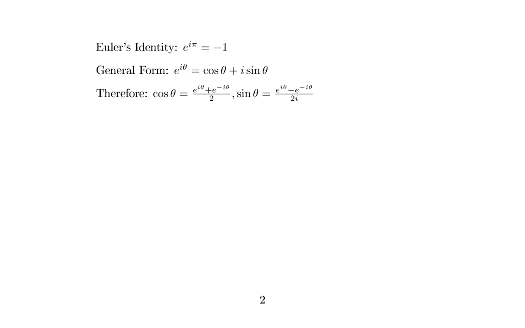Euler's identity, as it's usually stated and called the most beautiful mathematical formula, states that e to the i pi is equal to minus 1, or more generally, e to the i theta is equal to cosine theta plus i sine theta. Therefore, we can derive cosine theta as e to the i theta plus e to the minus i theta over 2, and similarly for sine we can write e to the i theta minus e to the minus i theta over 2i.